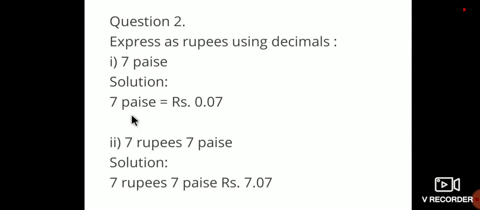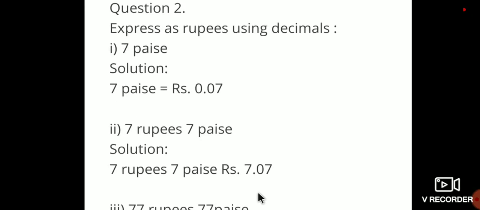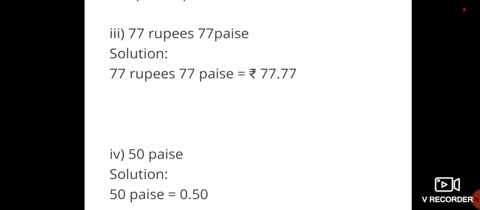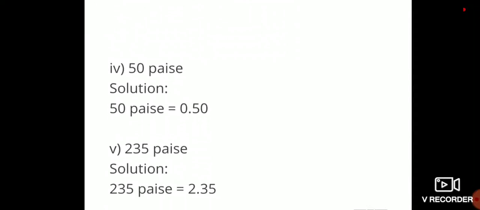So 7 paisa is equal to 7 by 100. Therefore that becomes 0.07 rupees. 7 rupees 7 paisa means 7.07. Next, 77 rupees 77 paisa means 77.77 rupees. Next, 50 paisa means 0.50 rupees. 235 paisa means 2 rupees 35 paisa.